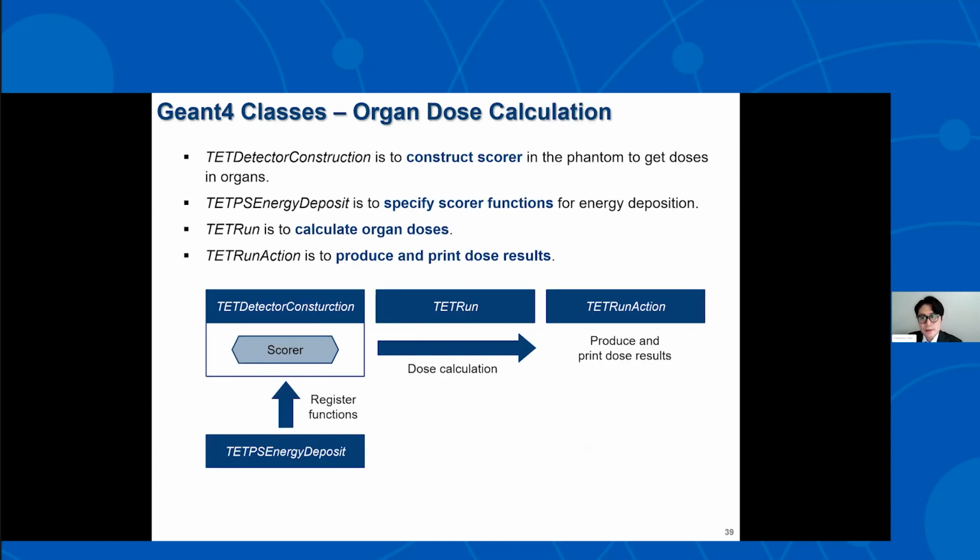And this slide shows the classes for organ dose calculation. TET detector construction class not only constructs geometries, but also creates the scorer to get the doses in the organs. The energy deposition for each organ and tissue are calculated and collected by using the TET PS energy deposit and TET run classes. Then the doses are printed through the TET run action class.